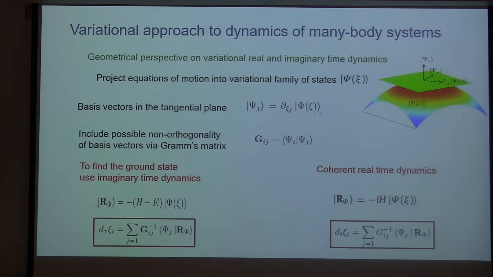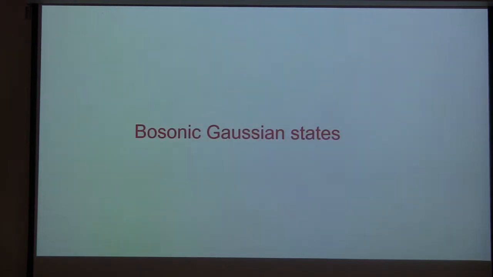Of course, as usual, we look at the change in time of the state vector, which is given by the Hamiltonian. If we're looking at evolution in imaginary time to find the ground state, it's the Hamiltonian minus the expectation value of the Hamiltonian. We look at this change of the state vector projected onto our basis vectors, and this gives us the flow equations for our parameters. In the last lecture we talked about fermionic Gaussian states.